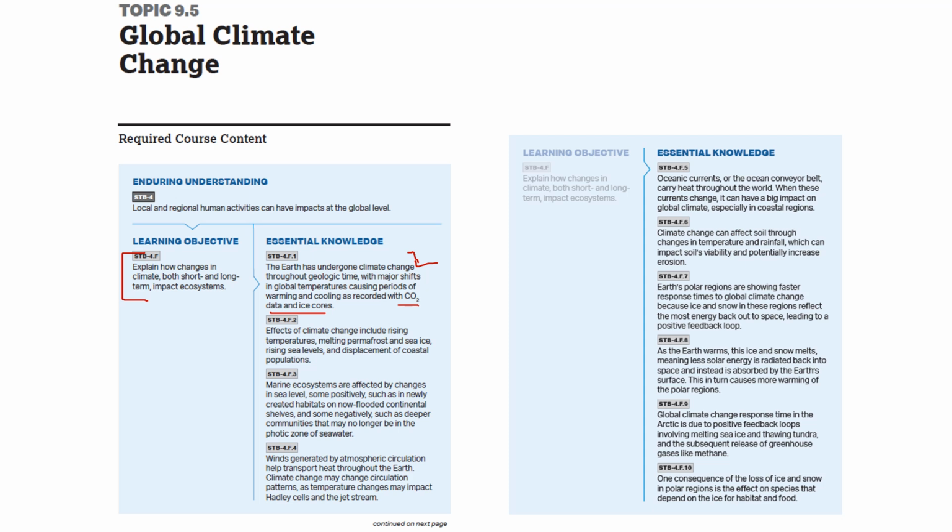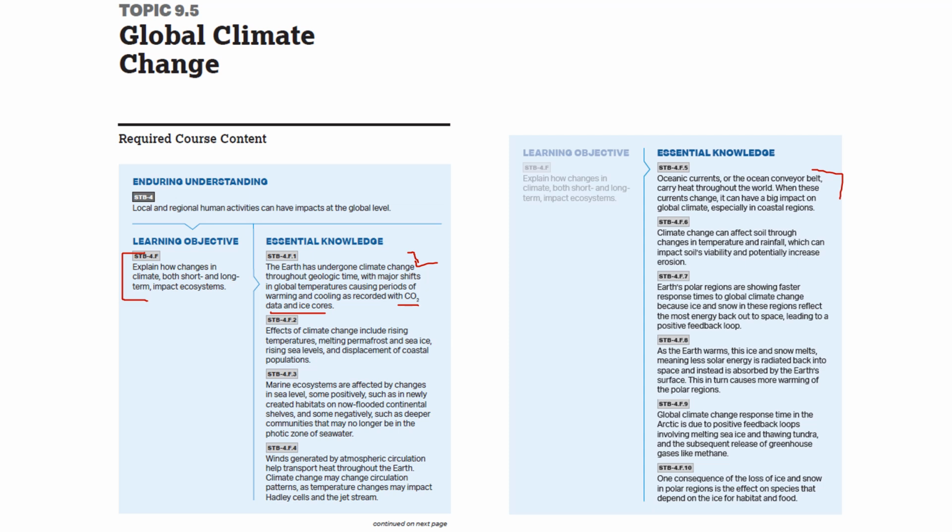Winds generated by atmospheric circulation help transport heat throughout the Earth. Climate change may change circulation patterns as temperature changes may impact Hadley cells and the jet stream. Oceanic currents, or the oceanic conveyor belt, carry heat throughout the world. When these currents change, it can have a big impact on global climate, especially in coastal regions. Okay, again, there's a lot of unknowns there.